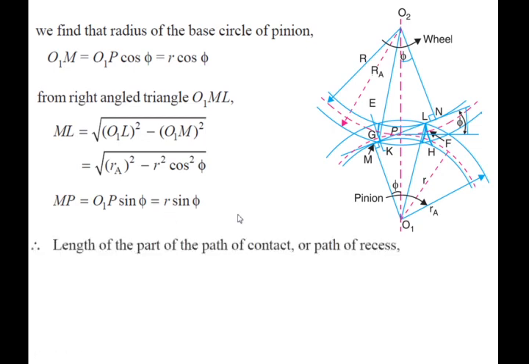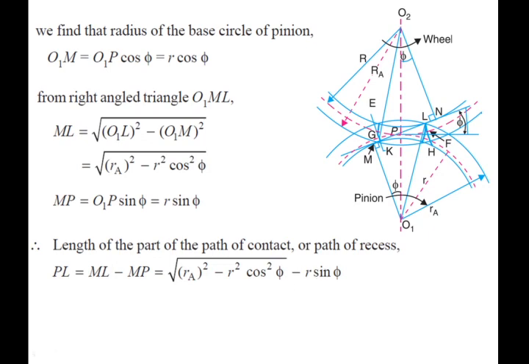Therefore, the length of the next part of the path of contact, which is called the path of recess, PL, will be equal to ML minus MP. We are interested to find this PL. So it will be ML minus MP, and we substitute the values found in the above relations for ML and MP. And we get the relation as under root Ra square minus R square cos square phi minus R sin phi.